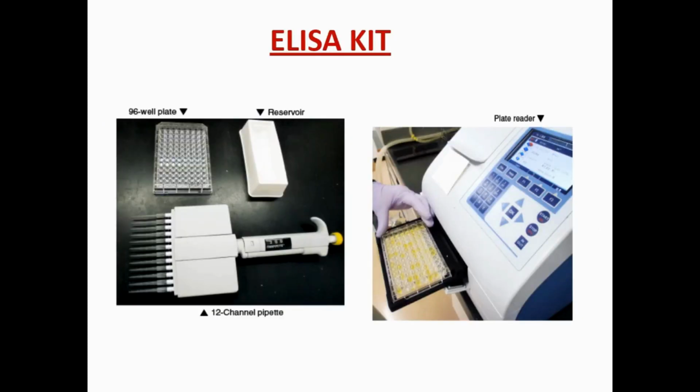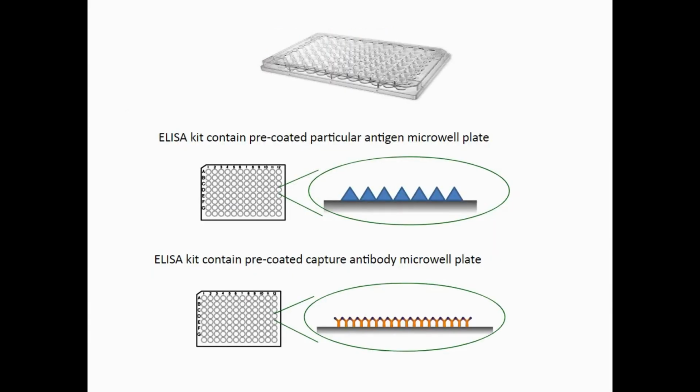So this is an ELISA kit. You can see here this is the 96 well plate, and this is the reservoir and a 12 channel pipette, and this is the plate reader. These are the microwells, which are coated either with an antigen or an antibody, depending upon what type of test we are performing.